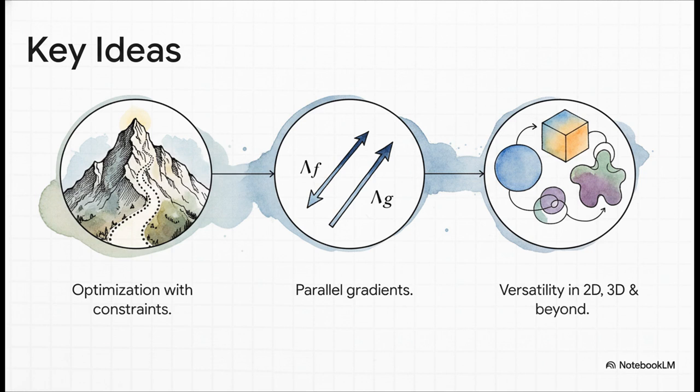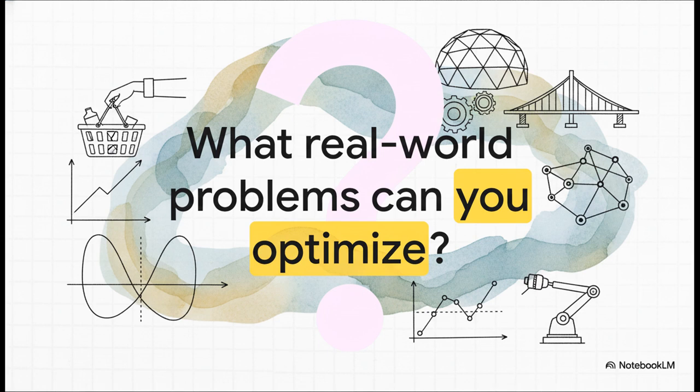And third, the method itself is this super versatile recipe that you can apply to problems in 2 dimensions, 3 dimensions, or even more. You know, this technique isn't just something for a textbook. It's used in economics to model how people make choices, in engineering to design the strongest bridges with the least amount of material, and even in machine learning. So the real question I want to leave you with is this. Now that you understand the logic, what problems in your world can you optimize?